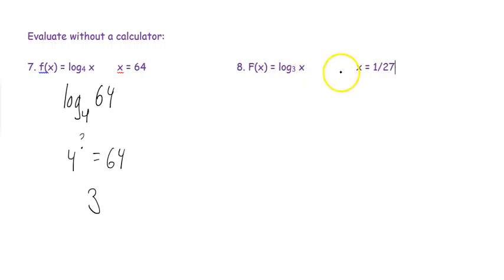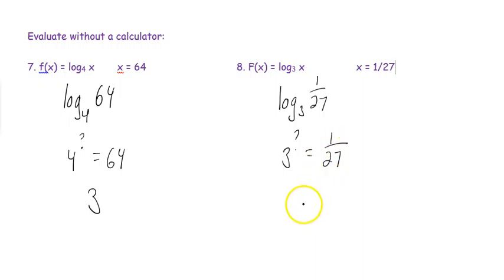Another example, number 8, is this one here. Log base 3 of x, x is 1/27. Plug it in first. So you have log base 3 of 1/27. Then think, 3 to what power is going to give me 1/27? Well, first just think about the relationship between 3 and 27. That is 3 to the third power. 3 cubed is 27. What would put it on the bottom of a fraction? A negative. So the answer to this would be -3, because 3 to the -3 would be 1/27.